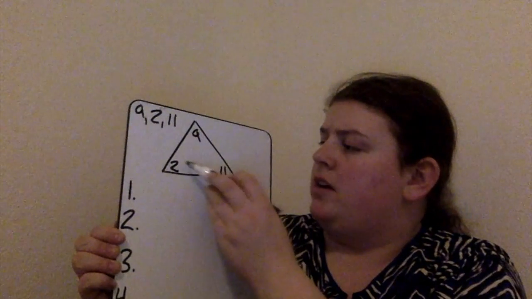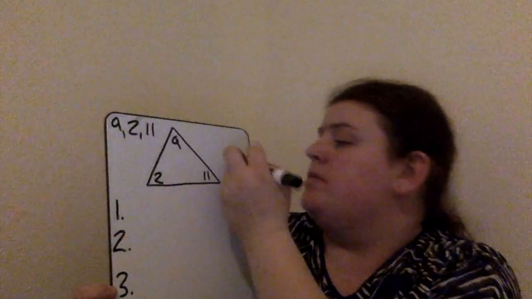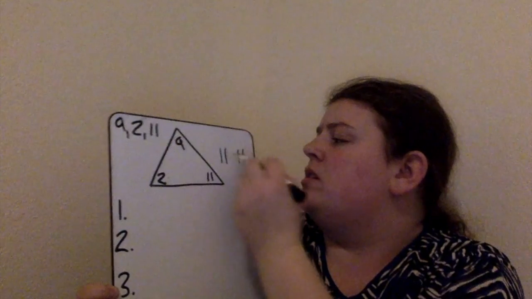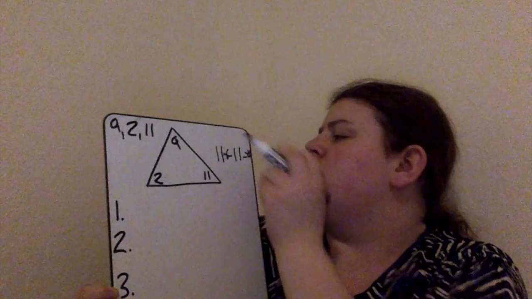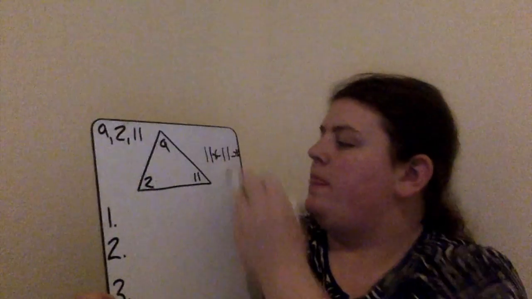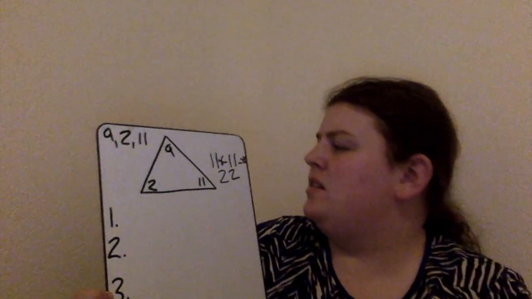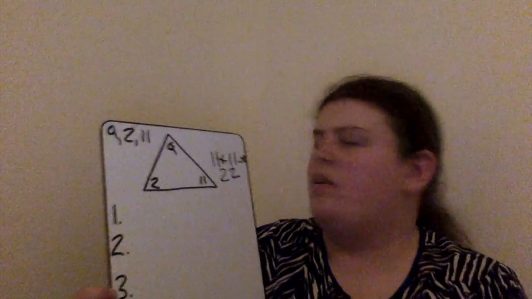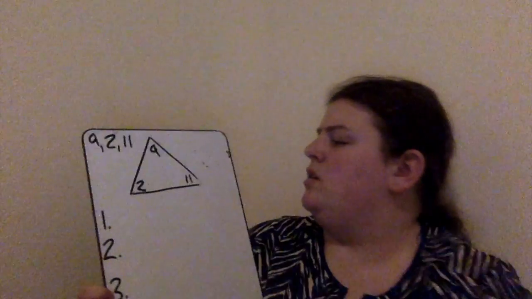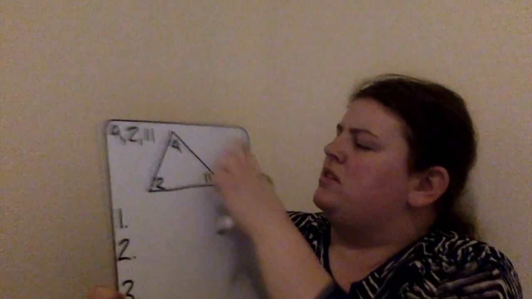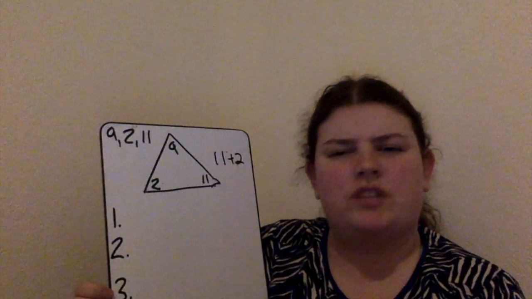So are we multiplying? 2 times 11. Well, 2 times 11 would be 11 2 times. That's 11 plus 11, which is 22. So it can't be 22 because we know that it needs to be 9. Okay, so is it 11 plus 2? No, 11 plus 2 is 13.